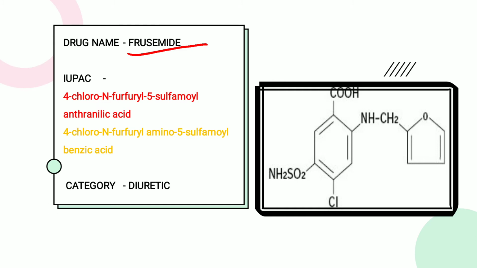Furosemide belongs to the sulfamoyl benzoic acid derivative. So the structure contains first the benzoic acid. The benzoic acid includes a 6-membered ring and COOH. This is the structure of benzoic acid. If we number it, the numbering goes 1, 2, 3.